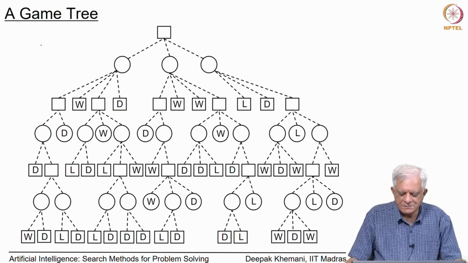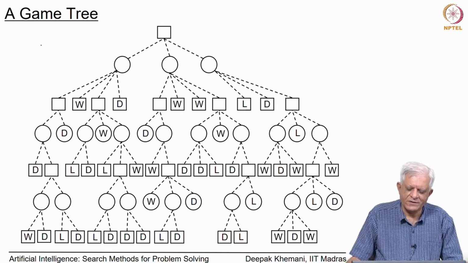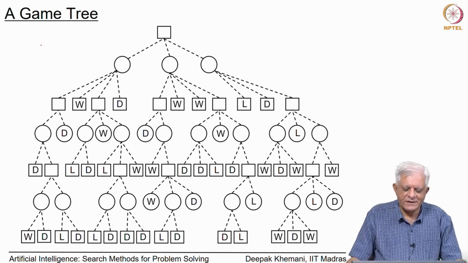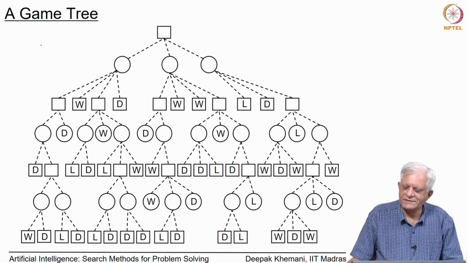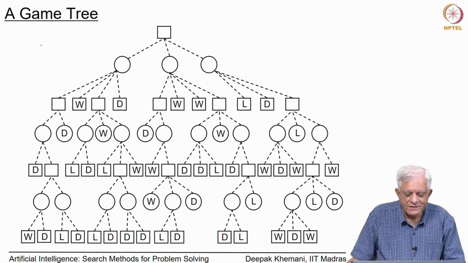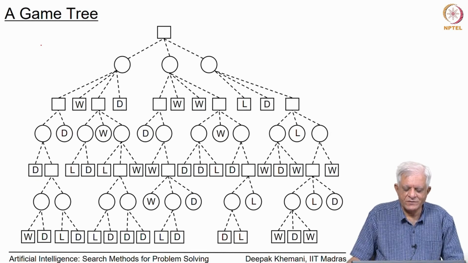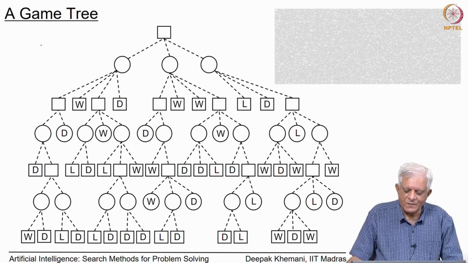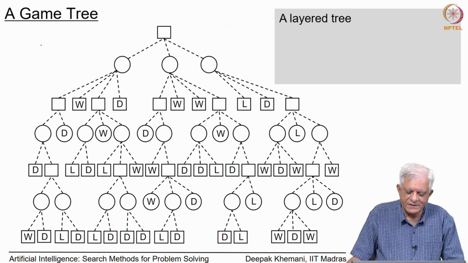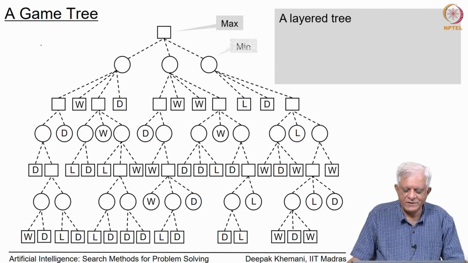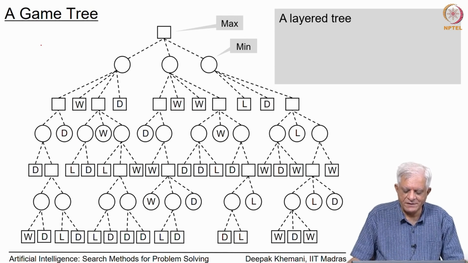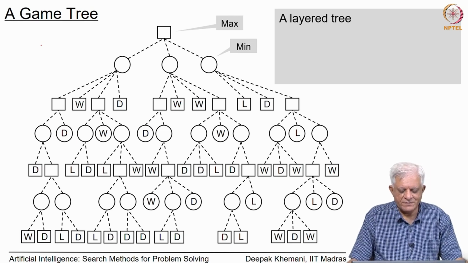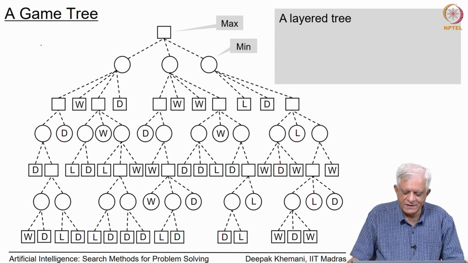Once you know the rules of a game, then you can construct a corresponding tree, which is called a game tree. In this tree, there are 2 players involved. Remember, it is a 2-person game, and the 2 players are signified by different ways of drawing the node, and it is a layered tree in which we always look at the game from max's perspective. The one player is called max, the other player is called min. Typically, we draw the max as a square and min as a circle.